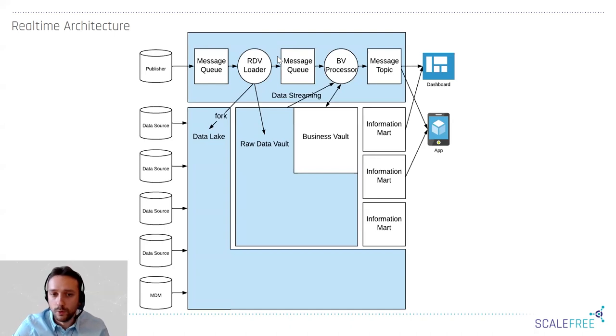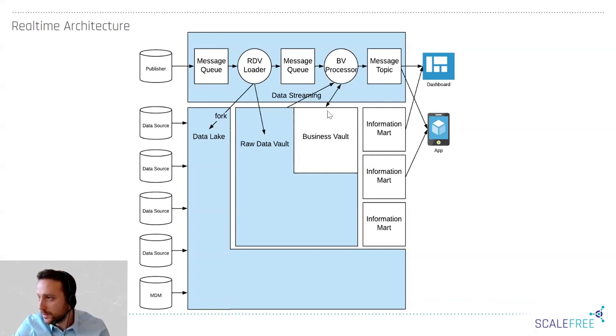Once the raw Data Vault loader has inserted the records into the raw Data Vault, the message is forwarded to another message queue for the next layer, which is the business vault processor. And this one will build the business logic. The business logic can be based solely on the incoming messages, or use data from either the raw Data Vault or the business Data Vault.